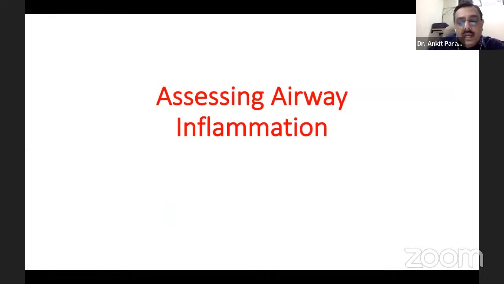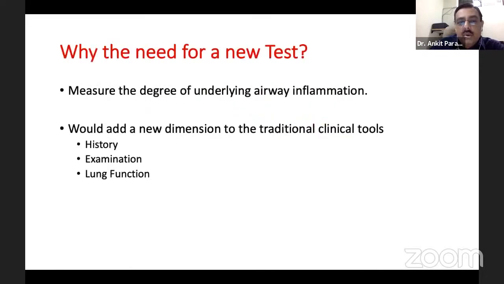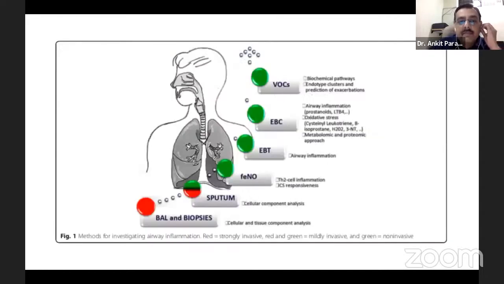Now, let's go on to the last part, which is assessing airflow or airway inflammation. So why do we need a new test? Because it tests the airway inflammation, and it adds a new dimension to the traditional clinical tools of history, examination, and doing a lung function.